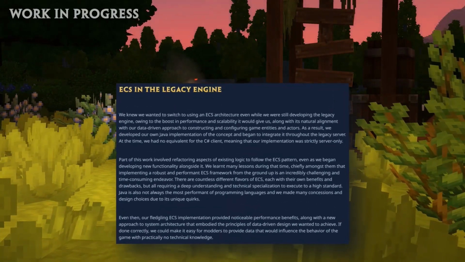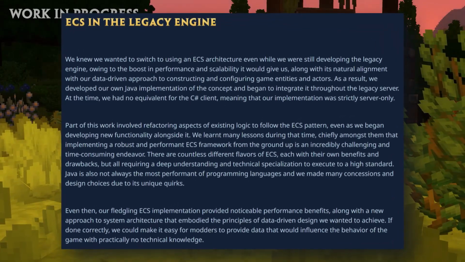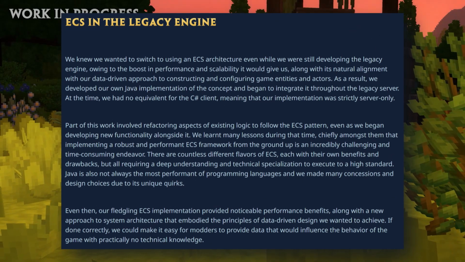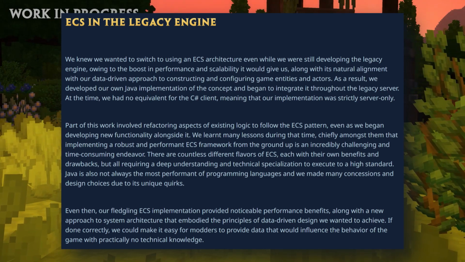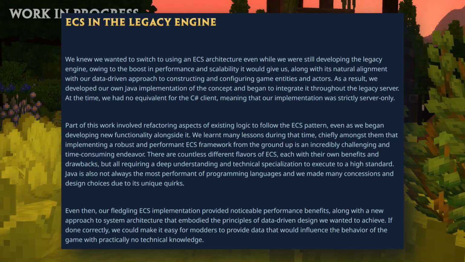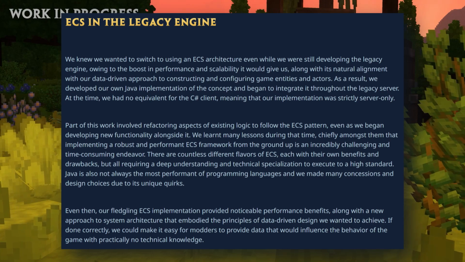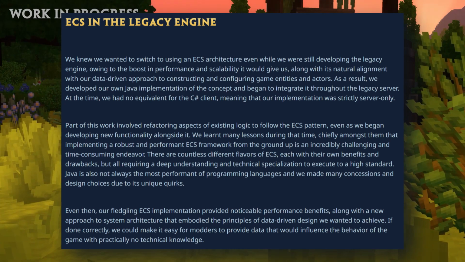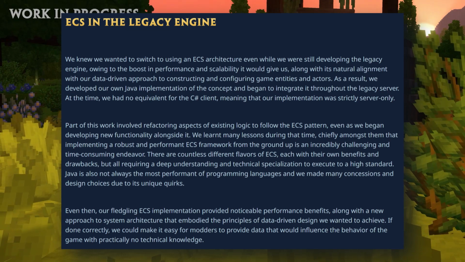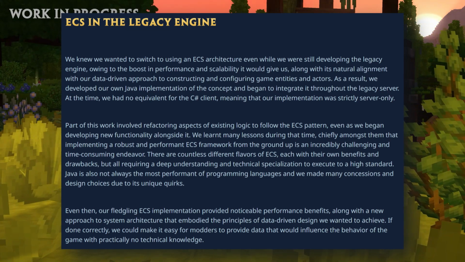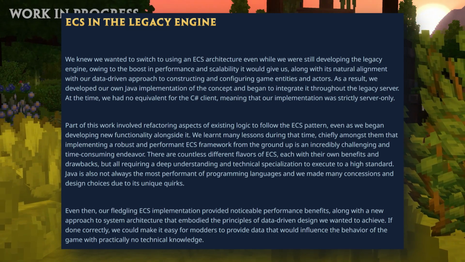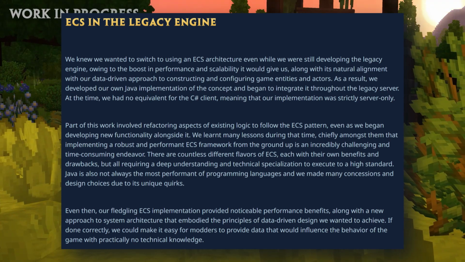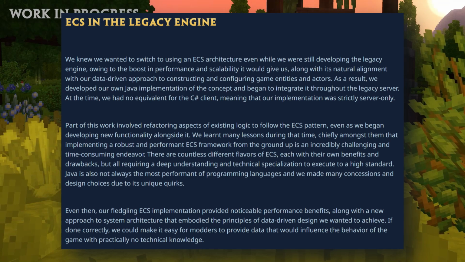The team knew they wanted to switch to an ECS architecture, even while developing the legacy engine, because it would boost performance and scalability, and align well with their data-driven approach to constructing and configuring game entities and actors. As a result, they developed their own Java implementation and integrated it throughout the legacy server. However, they didn't have an equivalent for the C# client, so their implementation was server-only. This effort involved refactoring existing logic to follow the ECS pattern, while developing new functionality alongside it.